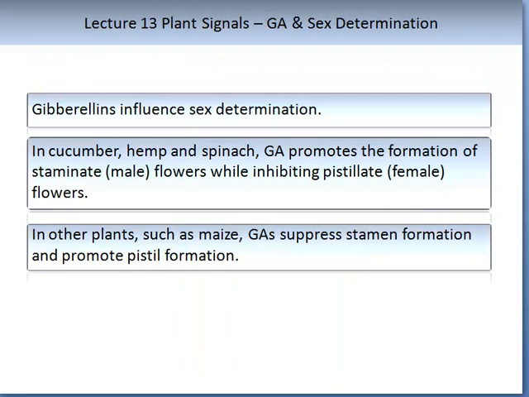Gibberellins can influence sex determination. For example, in cucumber, hemp, and spinach, GA promotes the formation of the staminate male flowers while inhibiting the pistillate female flowers. In other plants, such as maize, GA suppresses stamen formation and promotes pistil formation.